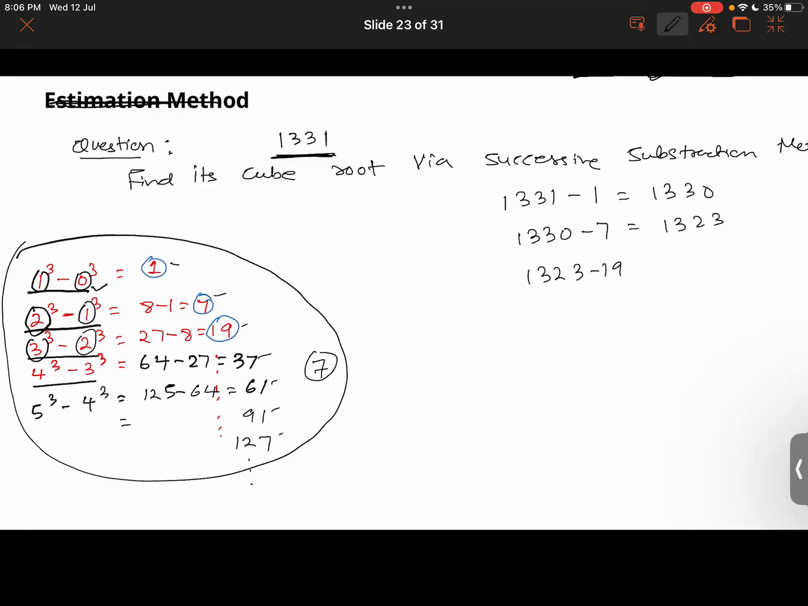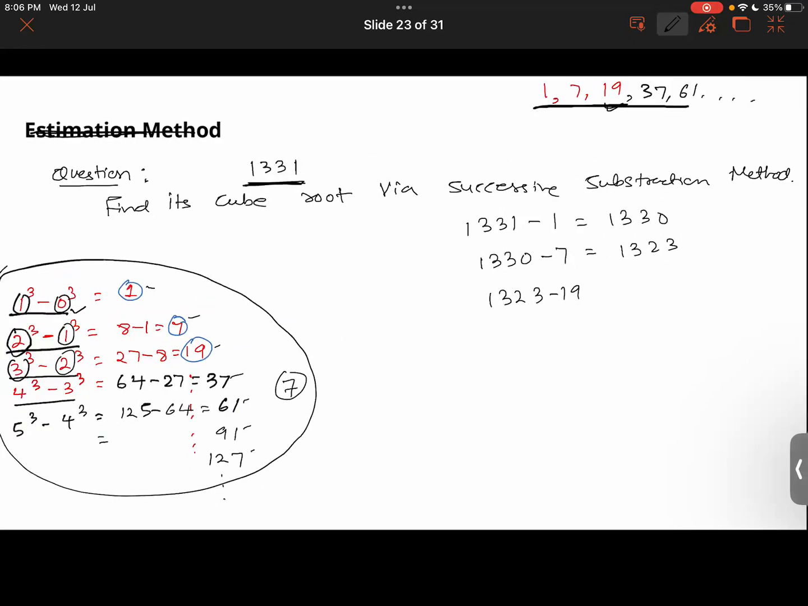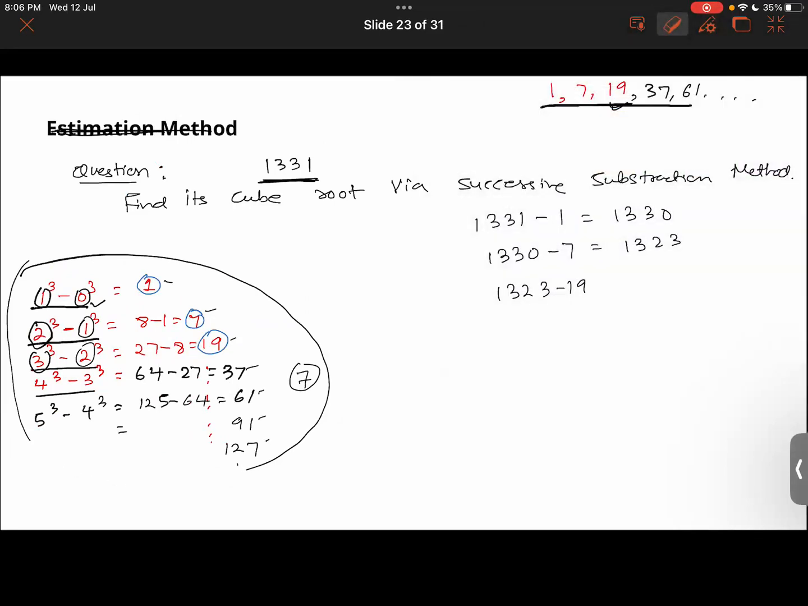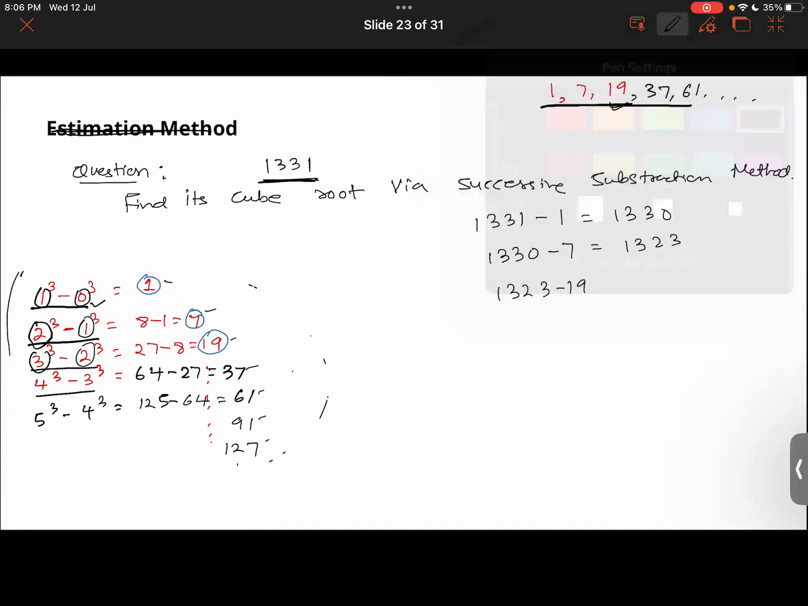Okay, got this now? Yes, sir. Good. Then you will be having 6 cube minus 5 cube here. 7 cube minus 6 cube.